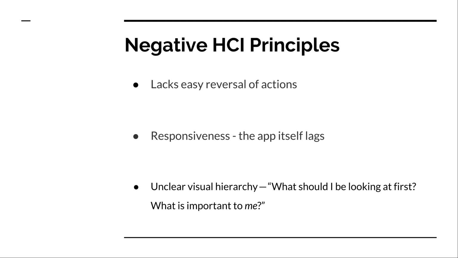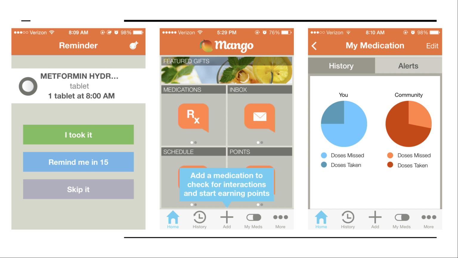I found the hierarchy a little funny sometimes. Like, it was kind of hard to see what I should be looking at first and what is important to me. For example, the main menu has medications and inbox at the top, but I think the main use of this app is to take medications and earn points. So I think if they did a different hierarchy and maybe had medications and points at the top, and then had inbox, schedule, and other features towards the bottom, it would have been a little bit better. It's kind of hard to see where to start first, and obviously people are using this app to earn points. So I think that should be very clear in the hierarchy.